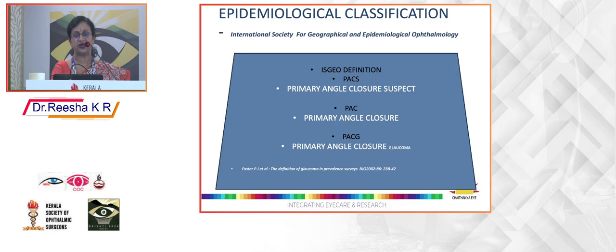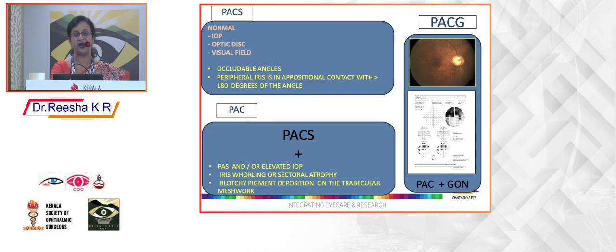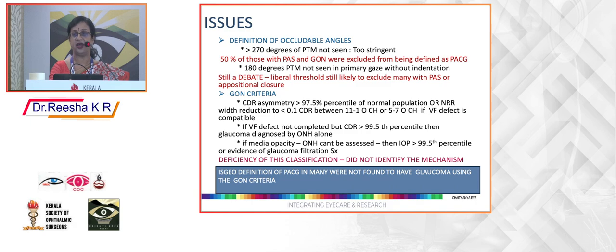The epidemiological classification, put forward by the International Society for Geographical and Epidemiological Ophthalmology, is actually very popular, and it categorizes into three groups: the primary angle closure suspect, wherein you have a normal disc and field, but occludable angles, while the primary angle closure has peripheral anterior synechiae, and primary angle closure glaucoma has both disc changes correlating with field defects. Here again, the issues are, what is the definition of occludability?